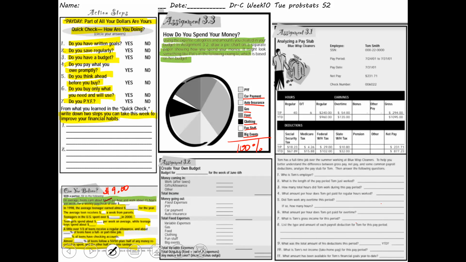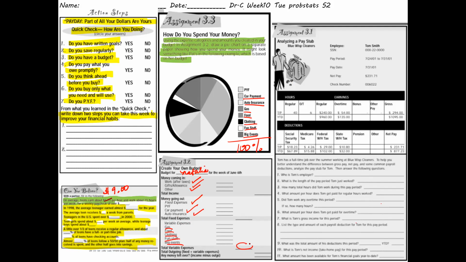Now, afterwards, I want you to create your own budget. You're going to put down your name. Money coming in, so where do you get your money from? Gift, allowance, other, probably most of you is from work. I know when I was growing up, my parents didn't really give me an allowance. Money going out, obviously fixed expenses like a car payment, auto insurance, cell phone bill. Variable expenses: gas, food, clothing, fun stuff, big events.